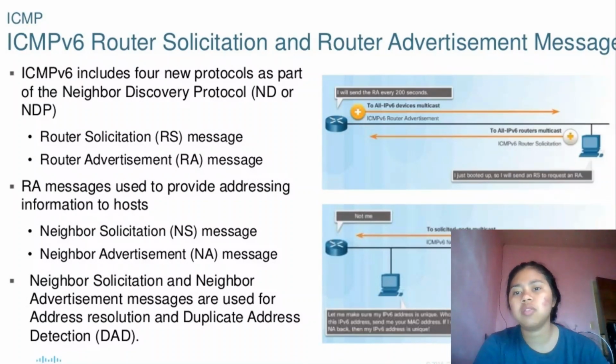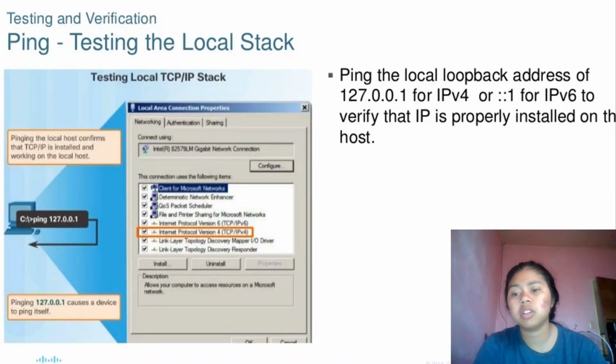ICMPv6 includes four new protocols as part of the Neighbor Discovery Protocol, including router solicitation and router advertisement. The RA message is used to provide addressing.